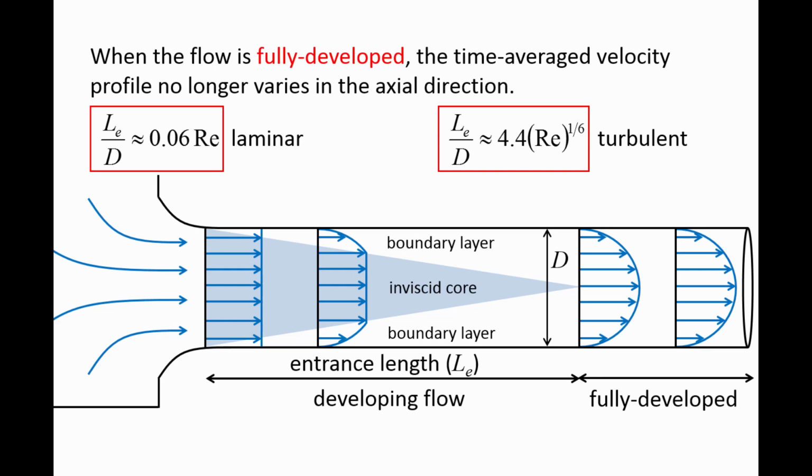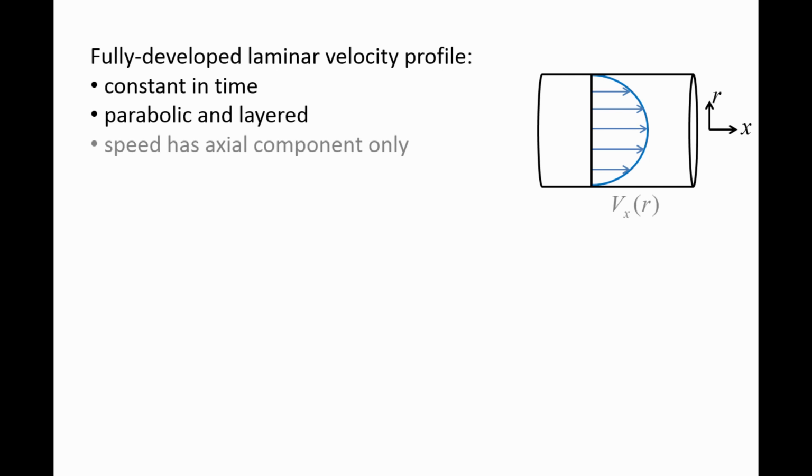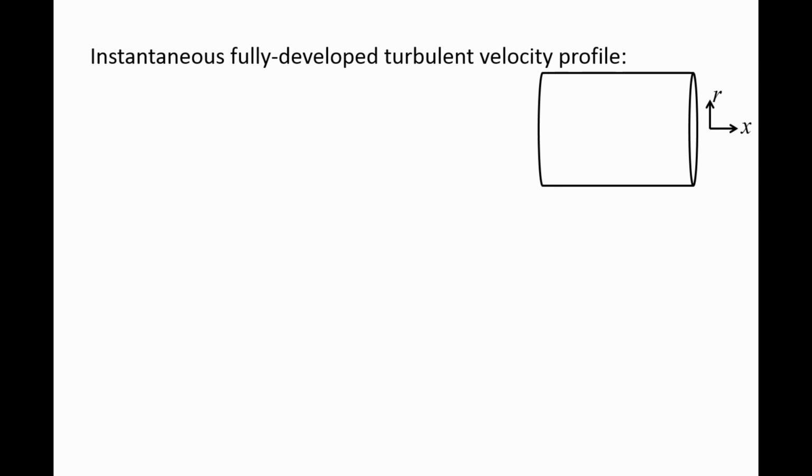We will now compare the velocity profiles for fully developed laminar flows and fully developed turbulent flows. For fully developed laminar flows, the velocity profile is constant in time. In a future video, we will prove that the laminar velocity profile is parabolic and layered, with each layer having a different velocity. The velocity only has an axial component, Vx, and the magnitude of this component is a function of radius only. For fully developed turbulent flows, the instantaneous velocity profile can change in time, and we cannot predict what the exact profile will look like from moment to moment.